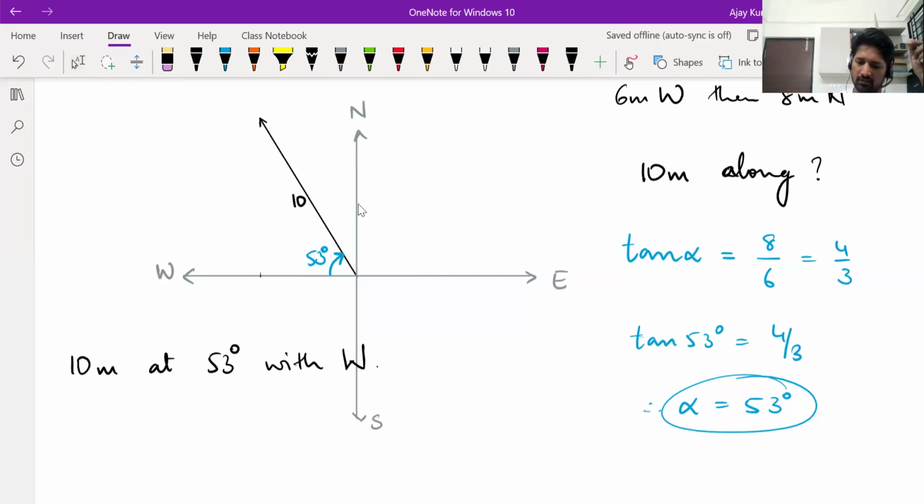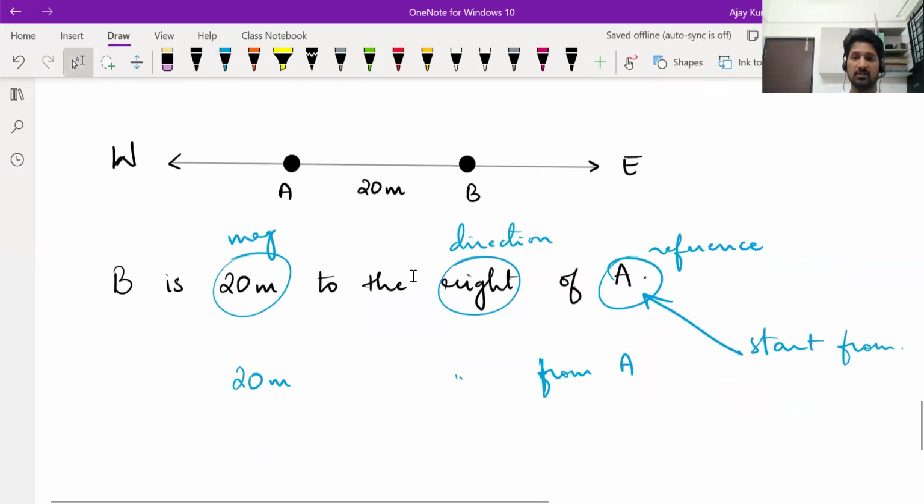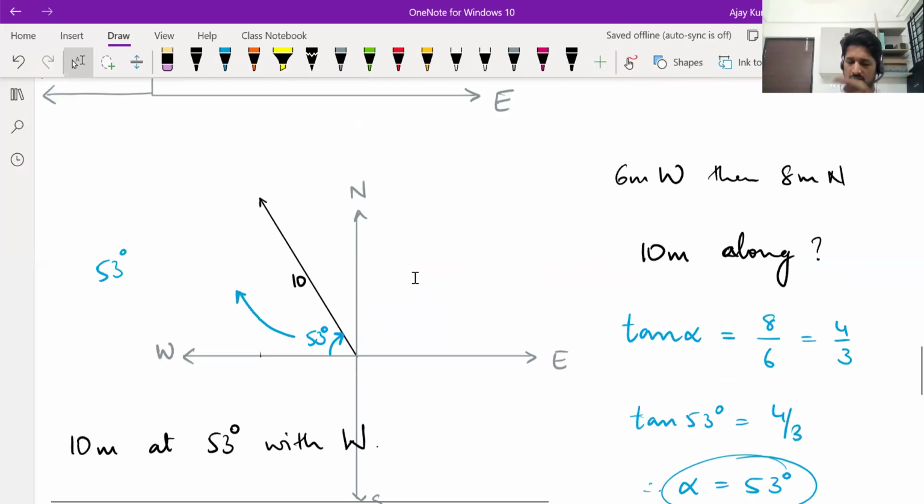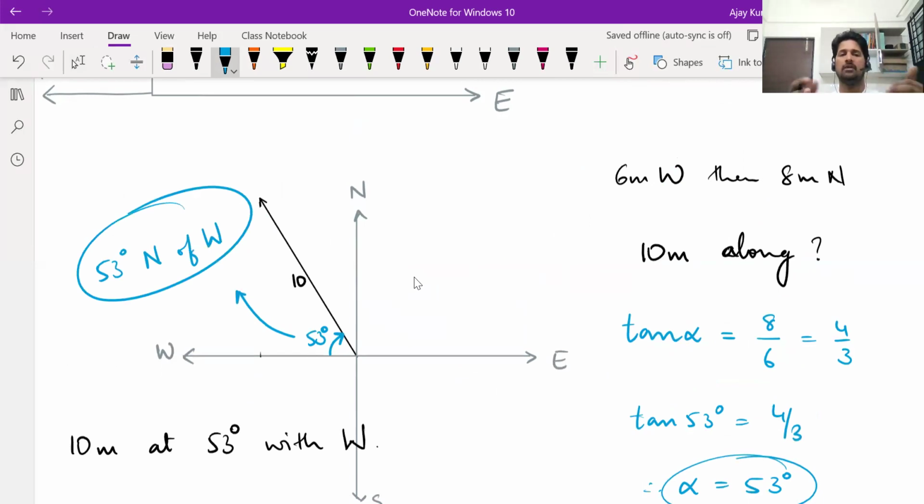Okay. So how can we mention this angle in words? Like here, how did we describe B's position? We said B is 20 meters to the right of A. Means from A you have to go towards right. Then you say right of A. Here, from west you have to go towards north. So you say north of west. That's the proper way to describe this direction. Okay, you call that angle 53 degrees north of west. Means starting from west, you rotate by 53 degrees towards north. Then you will get the proper direction. That is what it means.